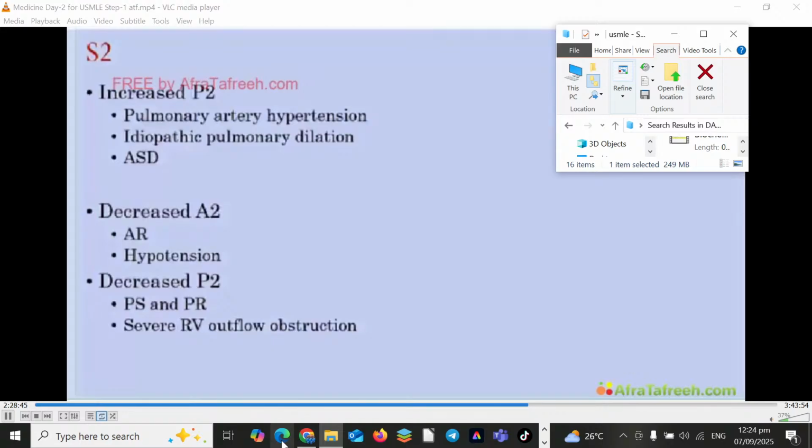Again, when you're thinking about decreased P2, you have regurgitant lesions. When you say severe right ventricular outflow tract obstruction, like pulmonary stenosis, what is happening there? The walls are not closing together tightly, they are stenosed, they are fibrosed, they just stay like this. So that is why the dhum, dhum, dhum is not happening, and that is why the sound is very low. I hope you are copying this, you have made notes of it. It's not something very difficult to understand, but I want you to go back home and revise it.